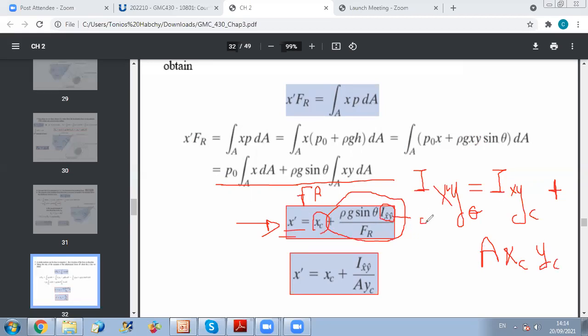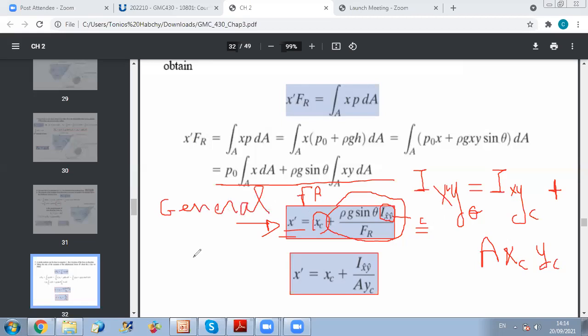As you can see, we always go back to values of I with respect to the centroid, because in formula sheets we always give them with respect to axes passing by the centroid. And if you want to use the parallel axis theorem, you can deduce the inertia about any other axis. And here also, this is the general formula that is always applicable.